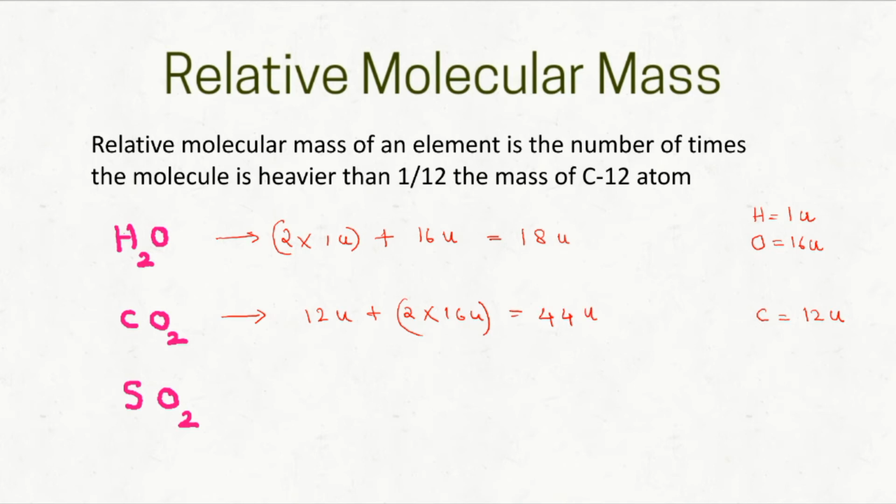And now calculate the molecular mass of sulfur dioxide. Sulfur will be equal to 32 AMU or units, right?